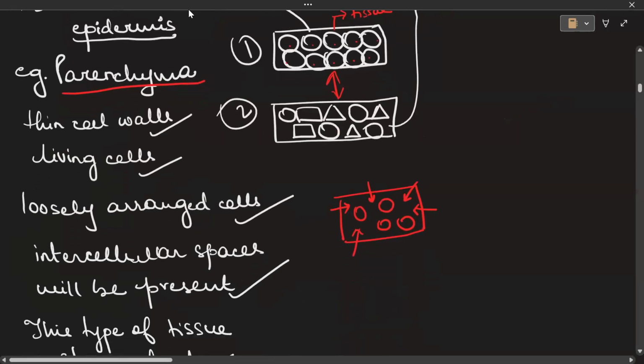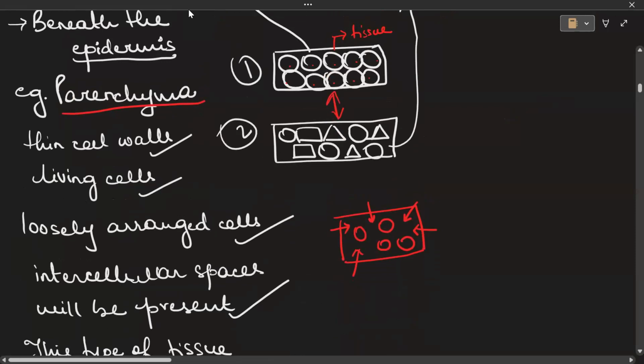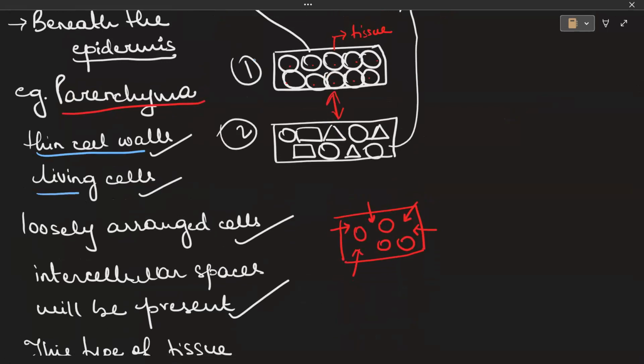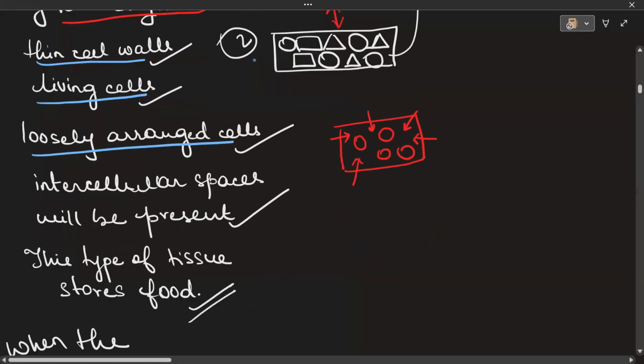Now, what is parenchyma like? Parenchyma has thin cell walls. They are living cells, meaning protoplasm is present. They have loosely arranged cells, their cells are not compact. Since the cells are loosely arranged, spaces will be present in between all the cells. That space is intercellular space, and that will be present in the case of parenchyma.